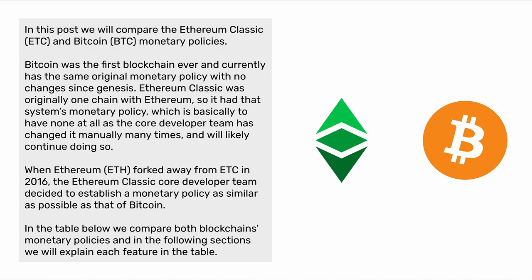Ethereum Classic was originally one chain with Ethereum, so it had that system's monetary policy, which is basically to have none at all, as the core developer team has changed it manually many times and will likely continue doing so. When Ethereum (ETH) forked away from ETC in 2016, the Ethereum Classic core developer team decided to establish a monetary policy as similar as possible to that of Bitcoin. In the table below, we compare both blockchains' monetary policies, and in the following sections, we will explain each feature in the table.